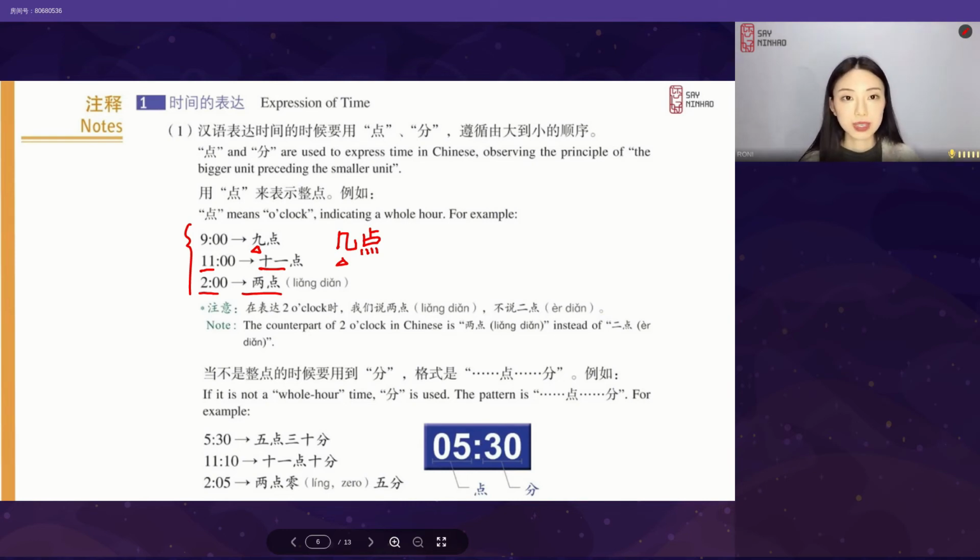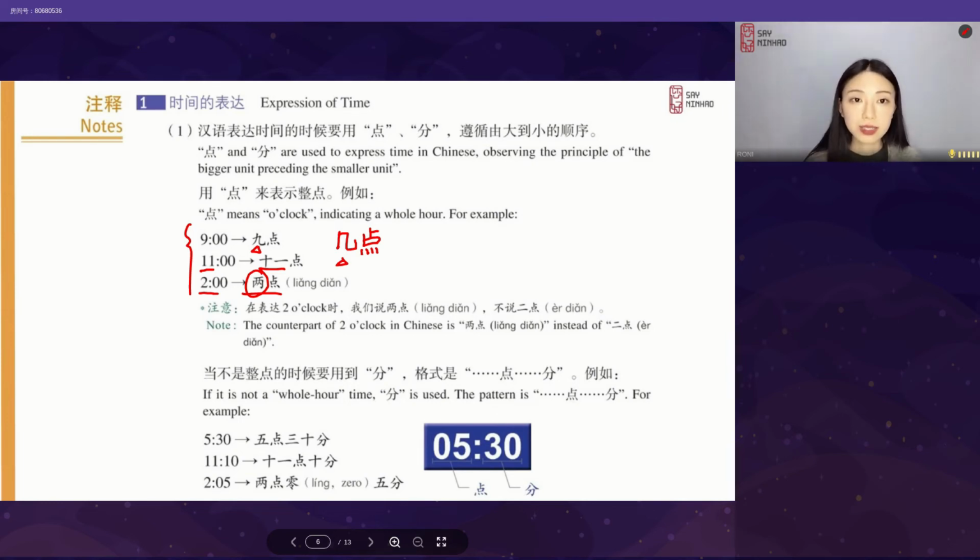Okay, and still remember the tone sound before third tones. When there are two third tone syllables together, we will change the first one into second tone, right? So although it is written as 2点, we will read it as 2点. Okay, 2点. And as we can see here, when we are saying 2 o'clock, we are not saying 2点 in the Chinese. We will say 2点. Okay, 2点, 2天, 2年, 2分.